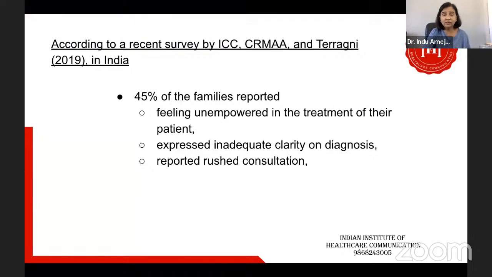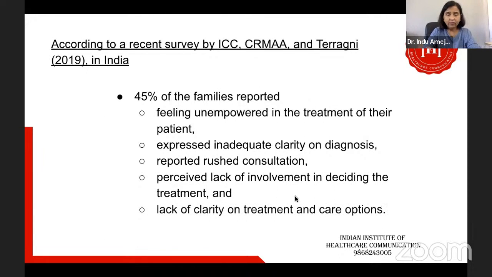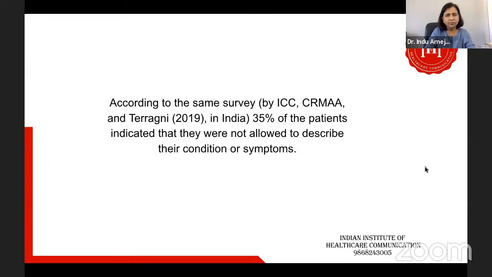A lot of patients actually report that it was a rushed consultation. And then they perceived lack of involvement in deciding the treatment and the options available for the treatment. So this is a recent study, and almost 45-50% of the families have reported this. That gives us a fair idea about how much we really care to involve and engage the family in the patient's treatment or decision about the treatment.